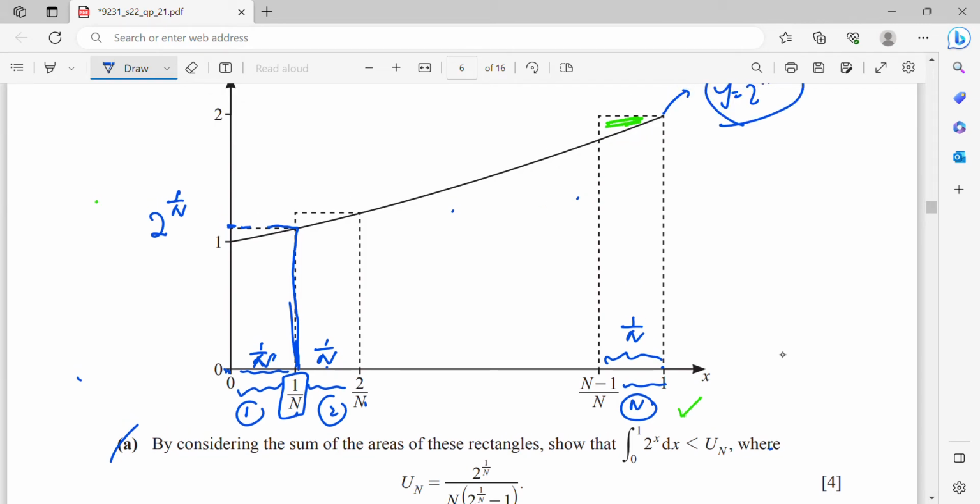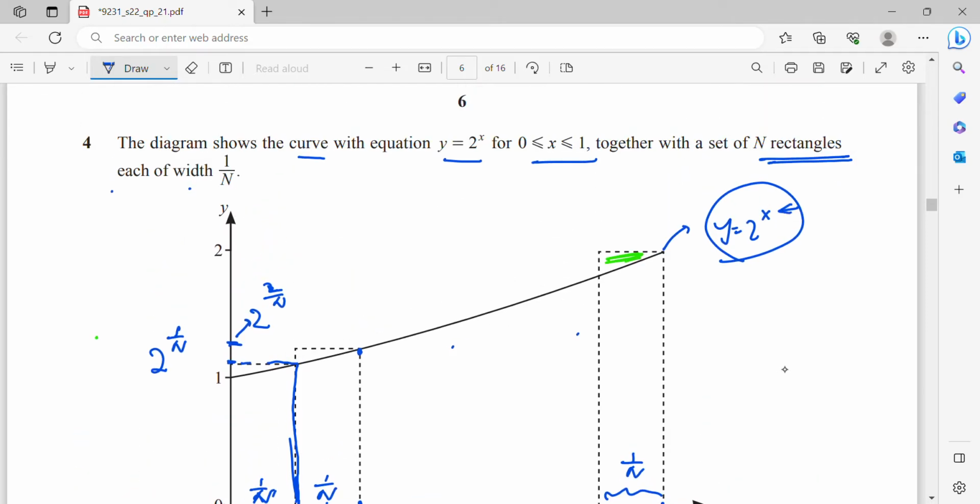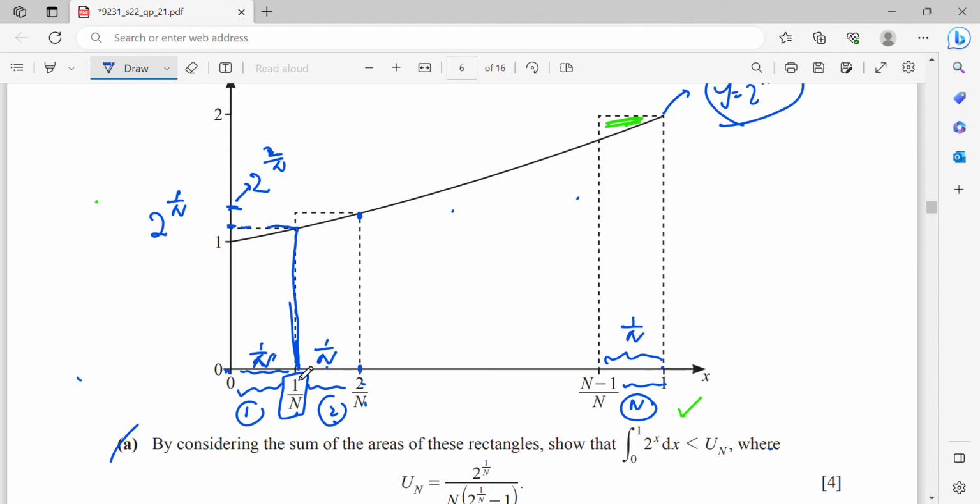Now for the second rectangle, the x is 2 over n, so the height is going to be 2 to the power 2 over n, because it is 2 power x. So your x must change accordingly. Again, the width is 1 over n.